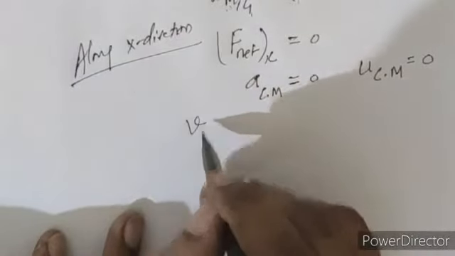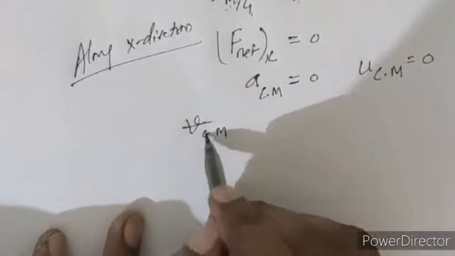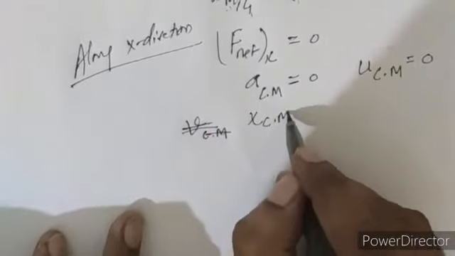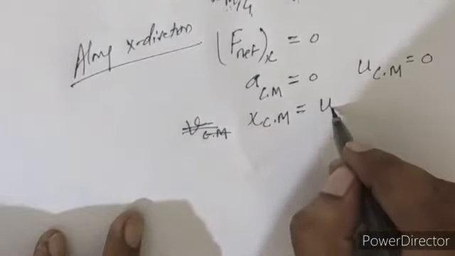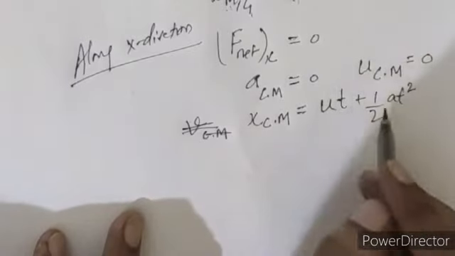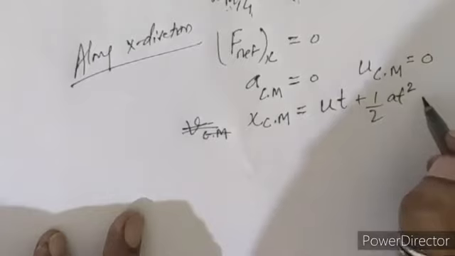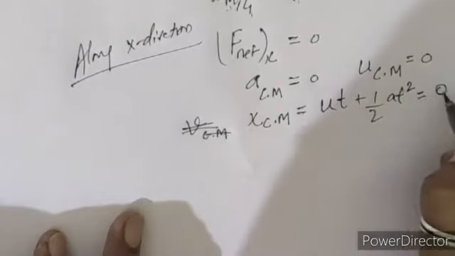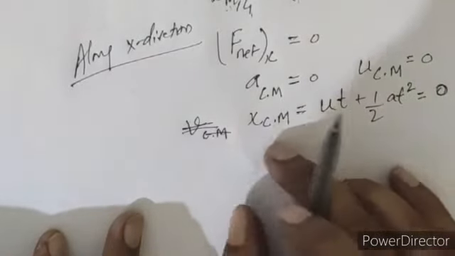Now we want to calculate the position of the center of mass with respect to ground, which is x equal to ut plus half at squared, where u and a are the initial velocity and acceleration of the center of mass with respect to ground. Since both u and a are 0, this is also 0 at any instant of time t. So the position of the center of mass will remain at 0.